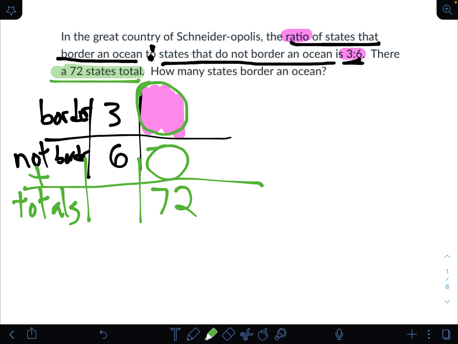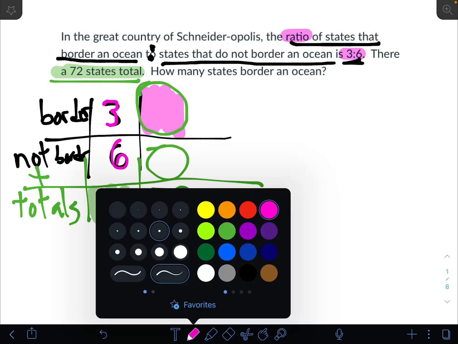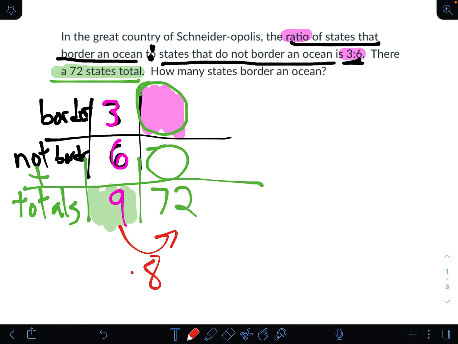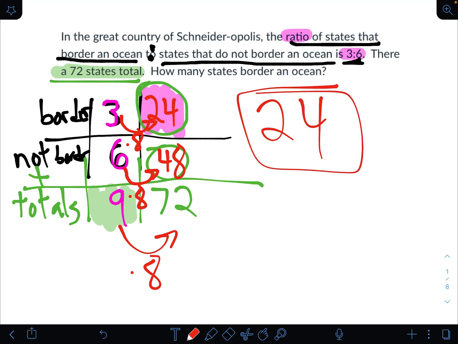Well, if I have that, I might as well figure out what this is. What's the total of our ratio? Let's see here, 3 plus 6 is 9. Oh, look, we have 2 totals. So 9 times 8 is 72. So 6 times 8 is 48. And 3 times 8 is 24. And 24 and 48 add up to 72. So the states that border an ocean are 24. That's kind of weird. Let's do another one.